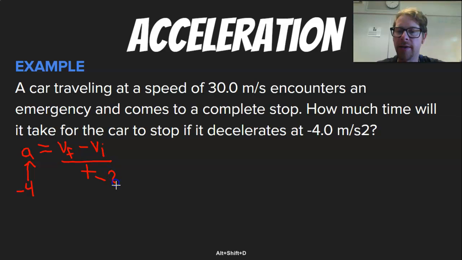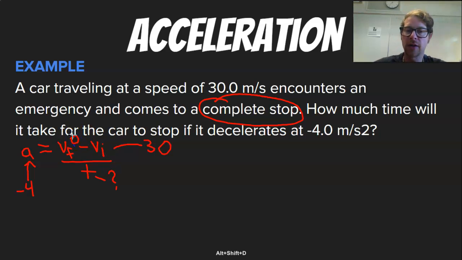This is our unknown. Our initial is 30, right? Now, what is our final? Right? What is our final? Well, that's what we have to use this for. Comes to a complete stop. So that means the final must be 0, right? This is something that students often struggle with. If it says comes to a stop or starts from a standstill, right, that means 0.